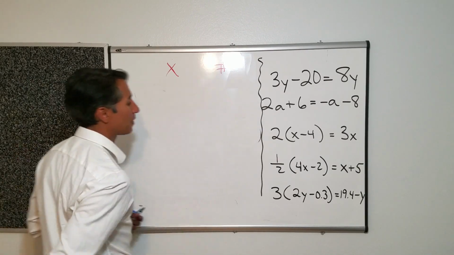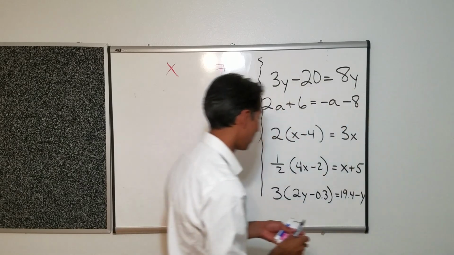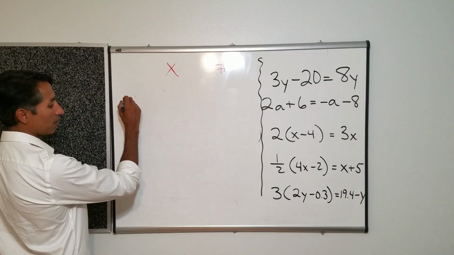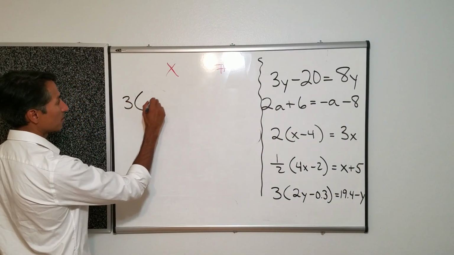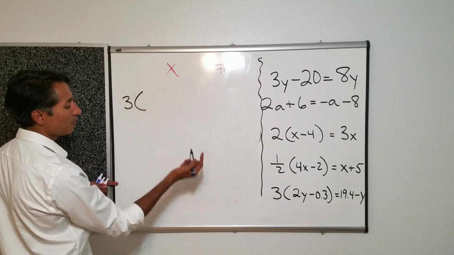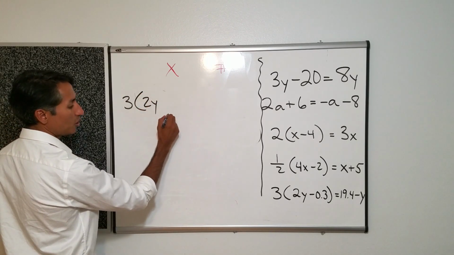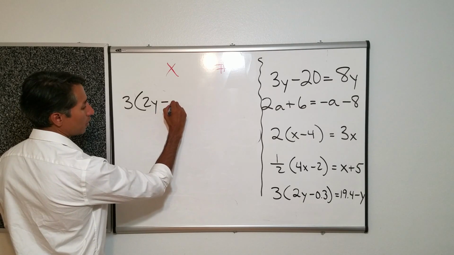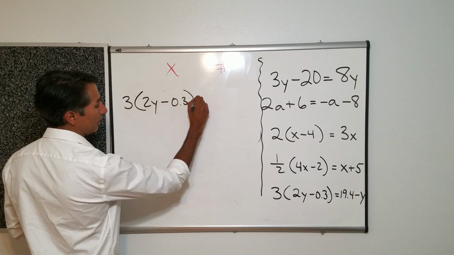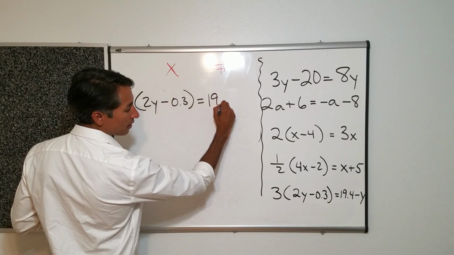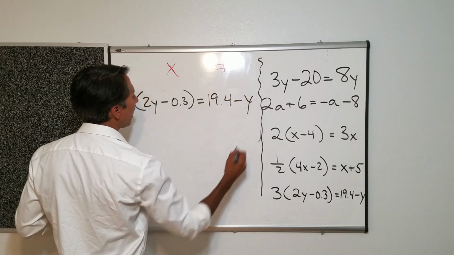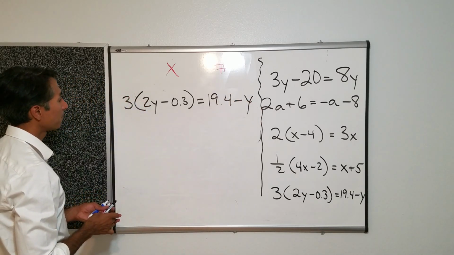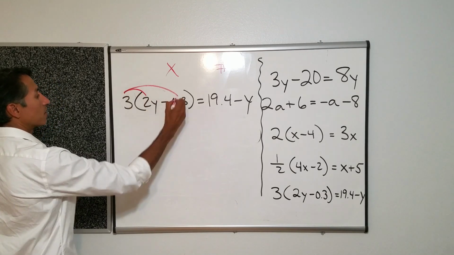I'm going to leave this up there just because I'm writing it every single time and it's not really necessary at this point because we know what's going to happen, but I'll leave it up there as a reminder. 2y minus 0.3 equals, what's that, 19.4 minus y. Okay, this looks a little crazy.